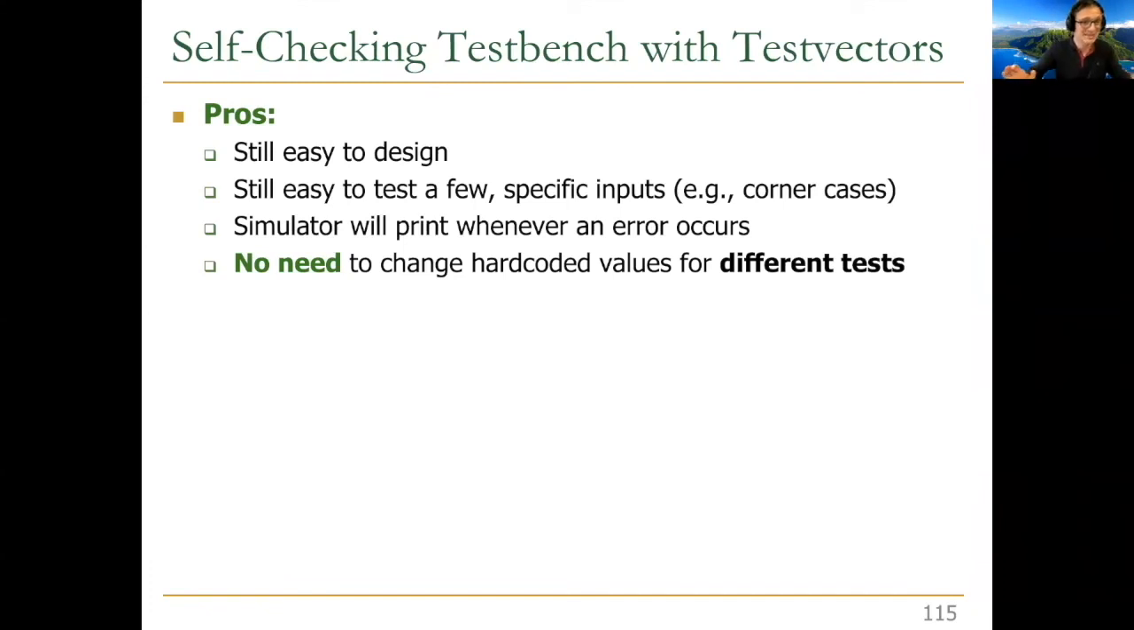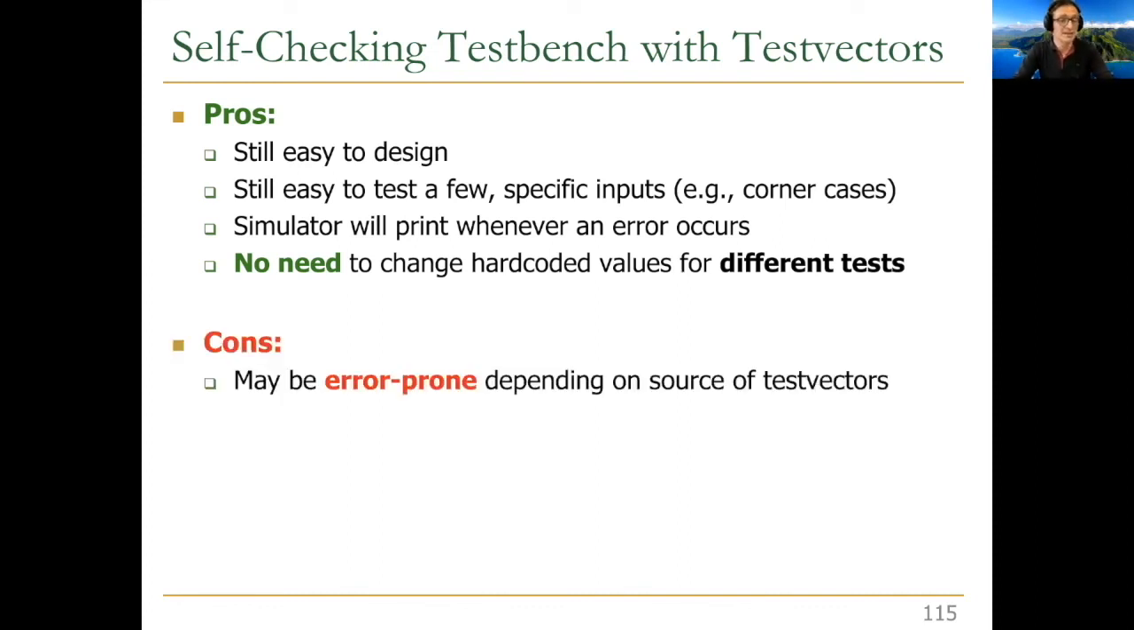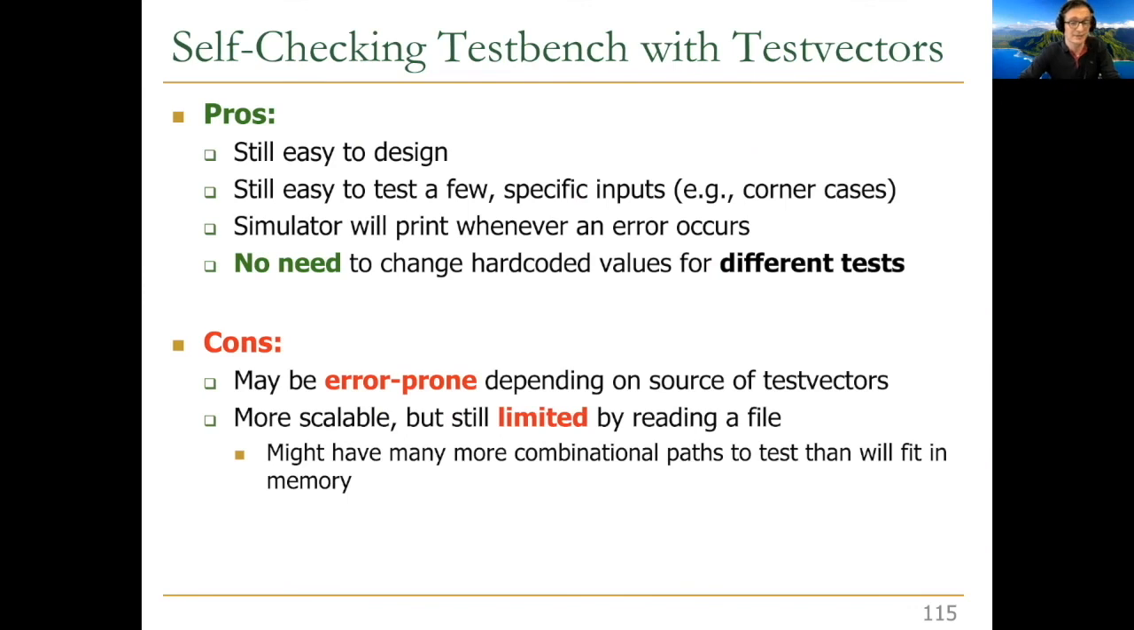It's easy to design, easy to test a few specific inputs, but more than that, probably. The simulator will print whenever an error occurs, and there is no need to change hard-coded values for different tests. You basically deal with a test vector file in this case. So it's a bit more scalable, but it may be error-prone depending on the source of the test vectors. It really depends on how you generate the test vectors over here. If you generate them by hand, it's very error-prone. We will see how to generate them in a different way. It's more scalable, but still limited by reading a file. So you might have many more combinational paths to test than will fit in your memory.